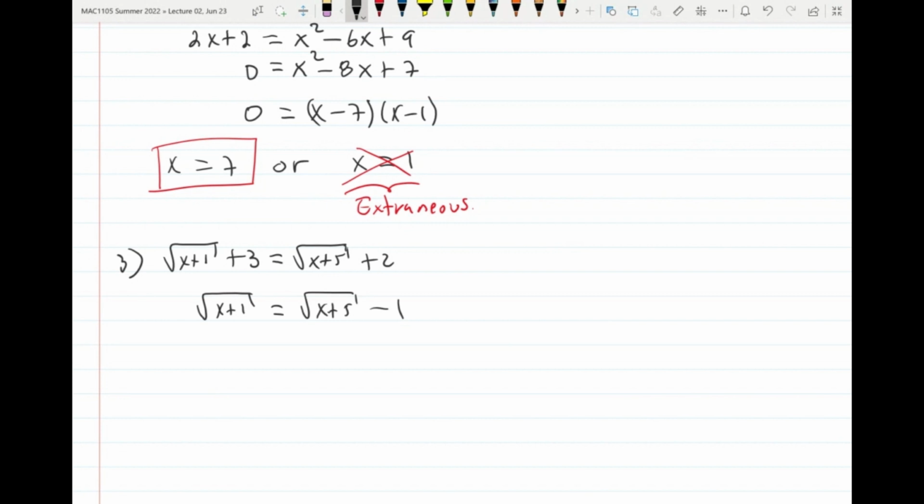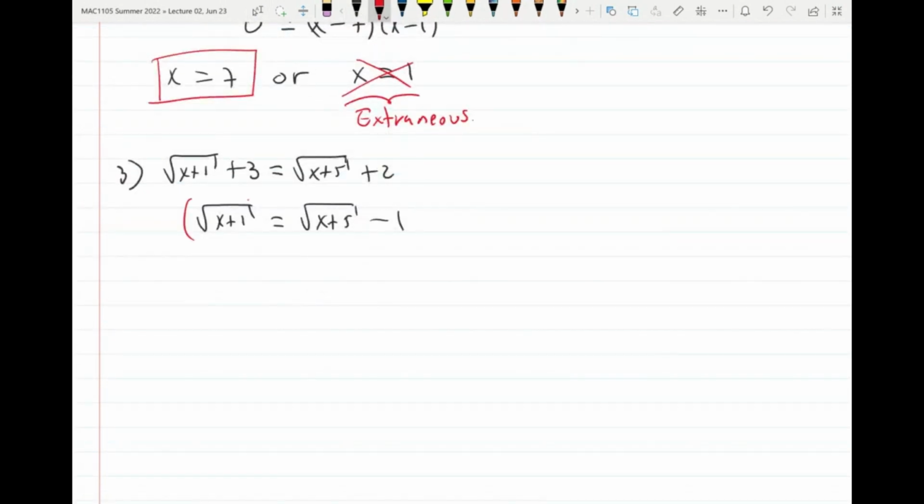So what do you do? After you simplify, isolate that square root that remains, and then square again. So we need to do the squaring process twice. Okay? So squaring both sides, you're going to have x plus 1 here.